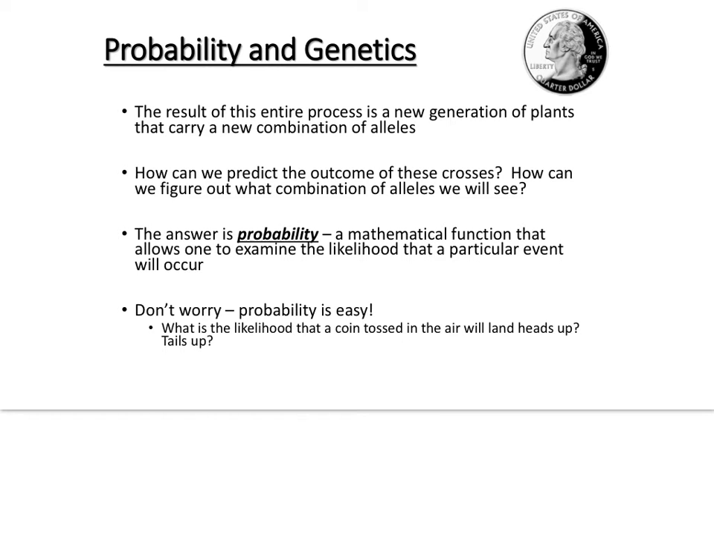We can either get dominant or get recessive. So probability in this case is basically like a coin flip. If we toss a coin in the air, there are 2 possible outcomes, heads and tails. What are the odds that a coin flip will turn up heads? What are the odds that a coin flip will turn up tails? I'm confident that you know the answer to that, so let's keep going.